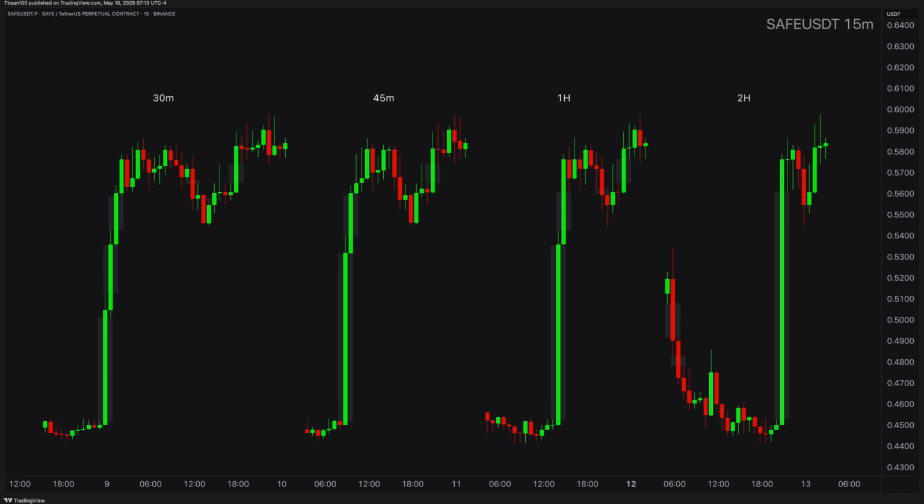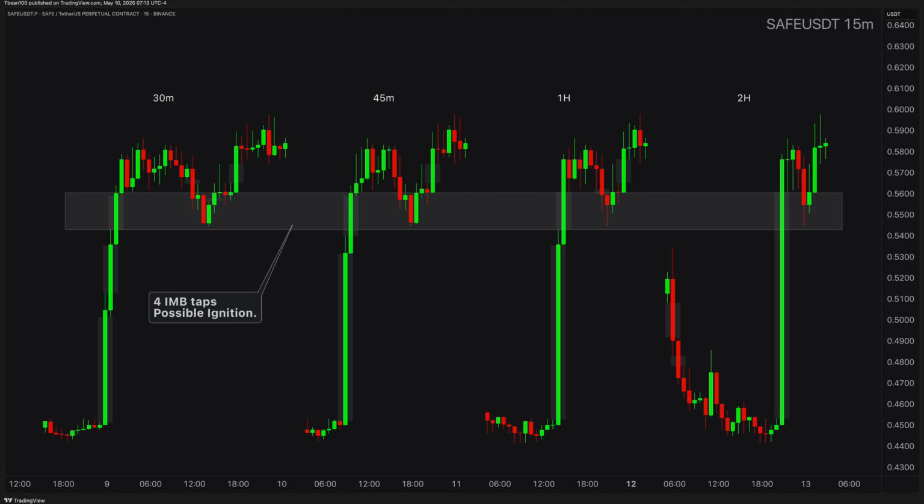So, let's take a look at this setup. After a strong rally, price got into an accumulation phase and pulled back into this lovely multi-imbalance zone. As you notice, it's tapping all four imbalances from multiple time frames.